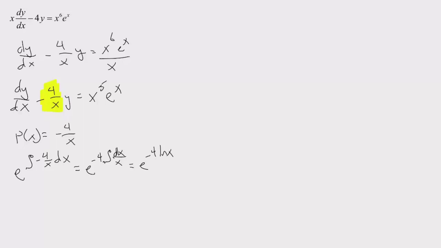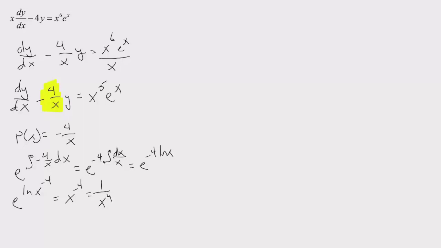So there we go. Now we can simplify this a little bit better because e and ln have some nice interesting properties. So let's bring negative 4 up as an exponent of the x inside the ln statement. That gives me e to the ln of x to the negative 4, and that gives me x to the negative 4. So 1 over x to the 4th would be our integrating factor.